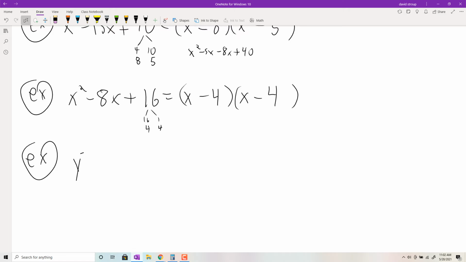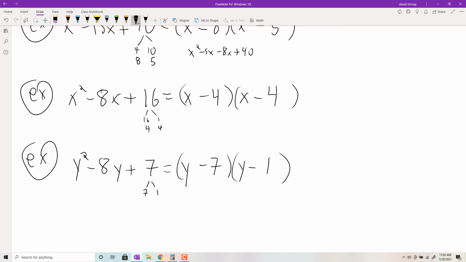Here's one with a variable y instead of x. No big deal though. Just use y instead of x. So instead of x minus, you'll have y minus. There's only one factorization for 7, so there's only one possibility here, just 7 and 1. So y squared, outer, minus y, inner, minus 7y, last, 7. So does it work? Yep.